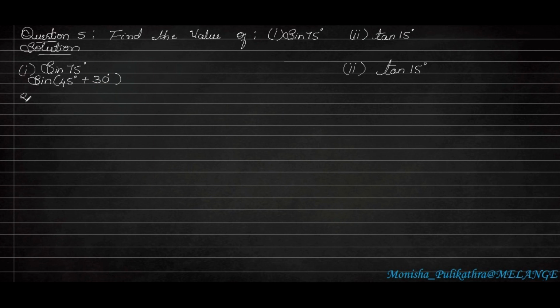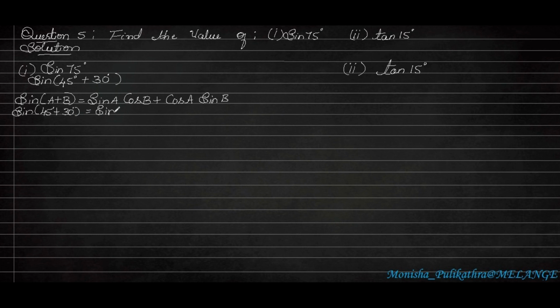Next, there is the formula of A plus B, the A plus B formula of all the trigonometric functions, where sin(A plus B) is equal to sin A cos B plus cos A sin B. This is a formula for trigonometric functions. In the same way, we can write it as sin(45 degree plus 30 degree). Here 45 will be A and 30 degree will be B.